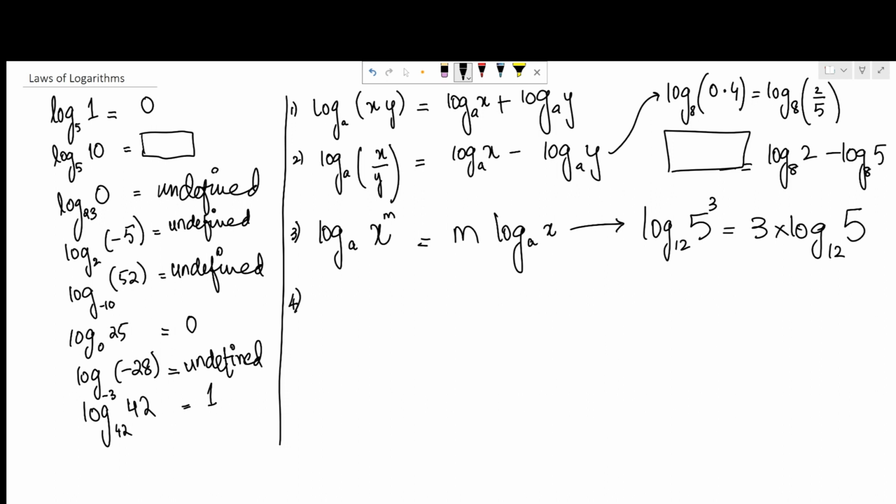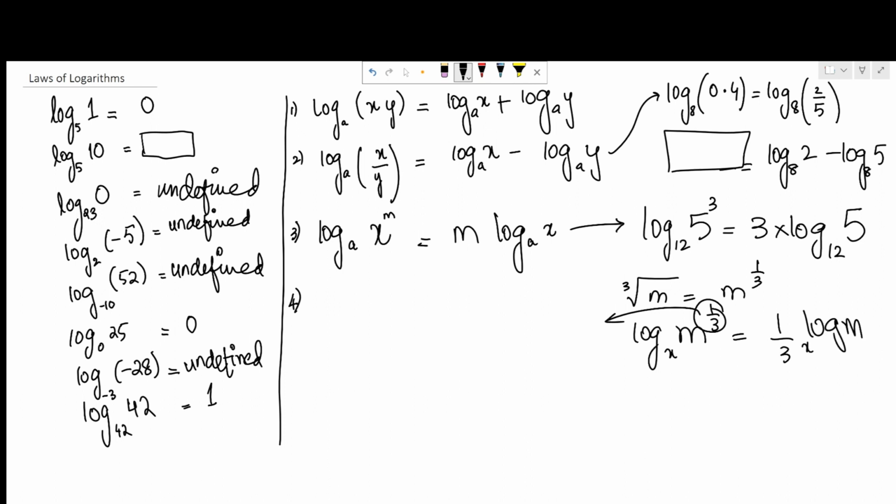Now, the fourth rule is about change of base. Now, all right, for the rule number 3, this works with fractional powers also. Let me give you an example. We know that cube root of m is the same as m power 1 over 3, right? So if there's a logarithm applied on m power 1 over 3 with a certain base, let's call it x, you can also say that 1 over 3, the power goes behind, and then log m. So this works with fractional powers also, decimal powers also, whatever it is, okay?